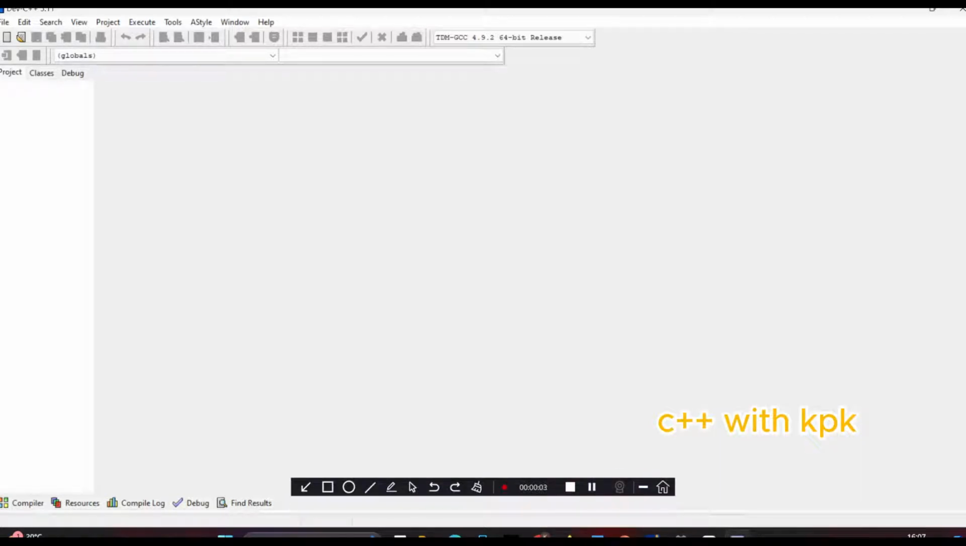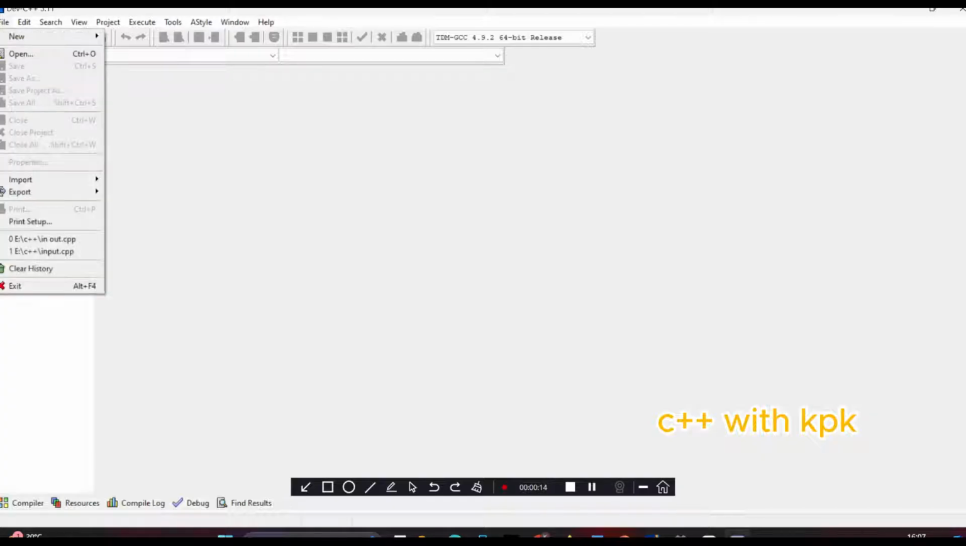Hello everyone, welcome to part 2 of operators with C++. So we are in the Dev-C++ IDE. Let's create a file, let's create a source file.